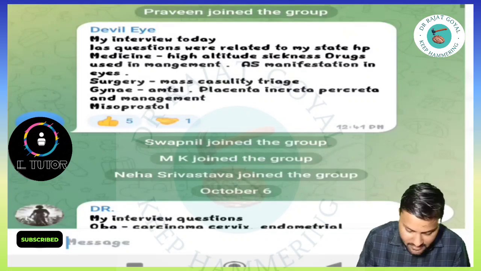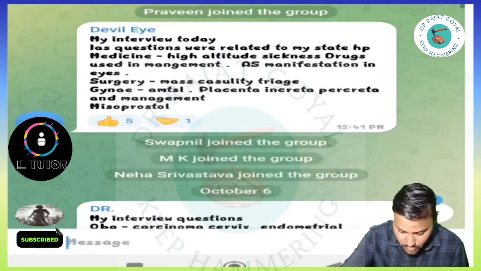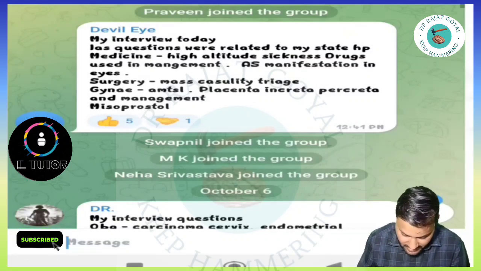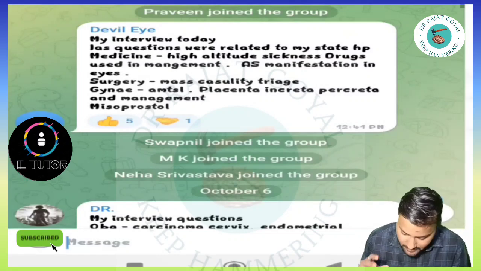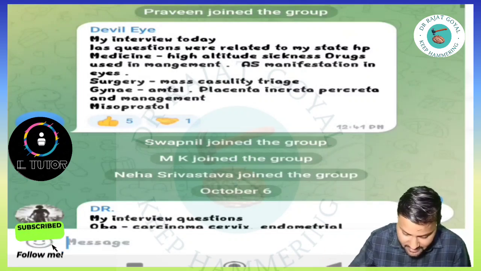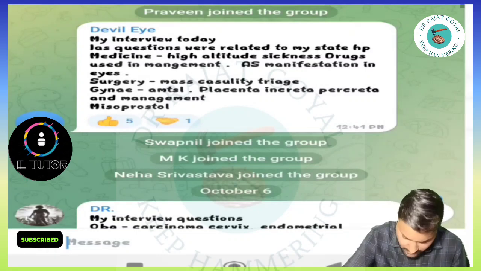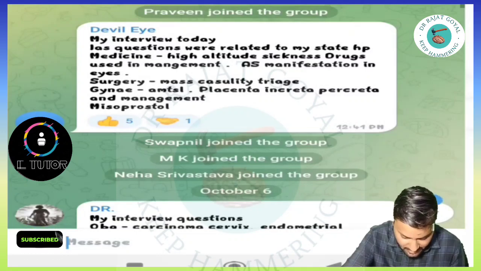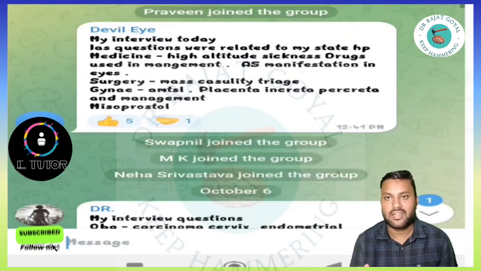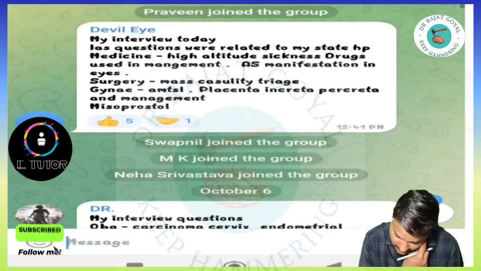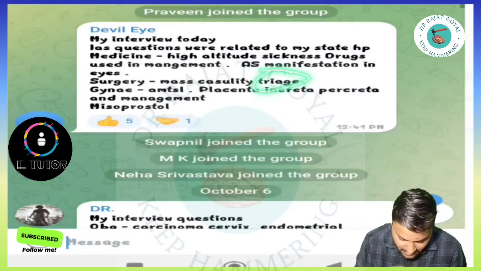Another student Devil I is saying that in my interview today, IAS questions were related to my state, Himachal Pradesh. In medicine, high altitude sickness, drugs used in management, arterial stenosis management, manifestation in eyes. And in surgery, mass casualty triage. So they can ask you triage. This is also a very common question, because this is an emergency based question.